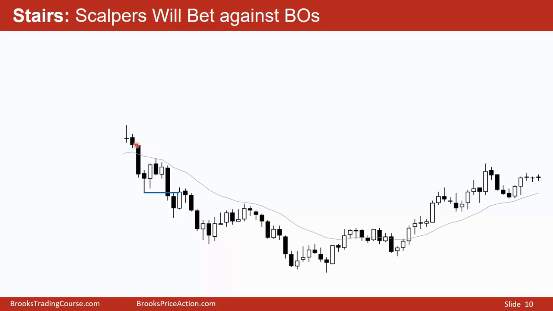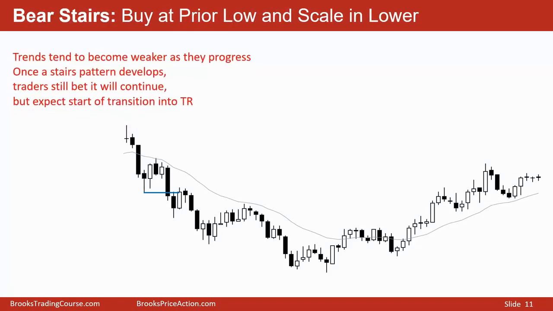Once you start to see a stair pattern, gaps closing, we have a gap between this close and that low, but the gap closed. We have a big breakout bar, so a gap between this close and that low, and the gap closed again. As trends progress, they become weaker, and once channels become stairs, traders are expecting that the market will soon evolve into a trading range. As a result, bulls look to buy at the prior low. So we have a stairs pattern here. Bulls will bet that the next breakout will also be a stair, and the pullback will go above that low. Doesn't always happen, but it's a pretty reliable sign, especially late in the trend.